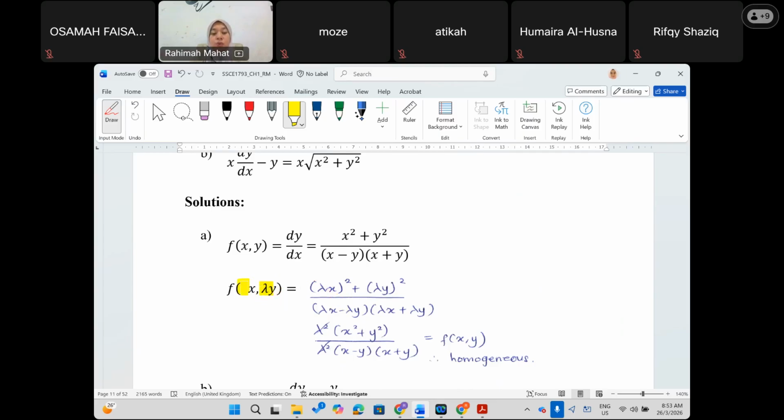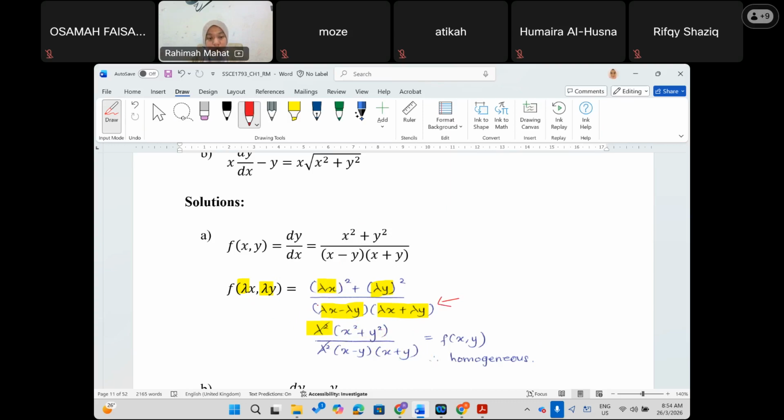If you times with lambda, all the x and y here, you substitute with lambda x and lambda y. All the values you substitute with lambda x and lambda y. After that, because there are similar lambdas here, you can do the factorization. You take out the lambda, so you get lambda square, and the rest is x squared plus y squared. Similar to the denominator here, you can do the factorization.